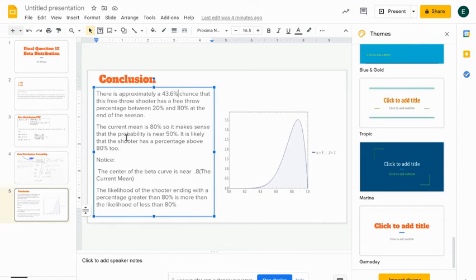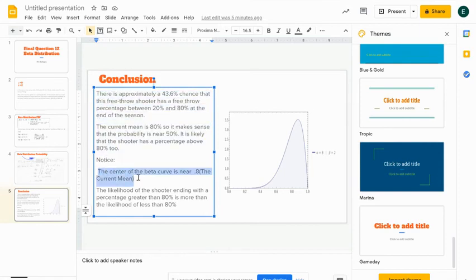Let's think about what the results mean. Right now, the current mean is 80%, because we take our successes divided by our successes plus failures. So 8 divided by 8 plus 2 is 80%. So that's going to make the probability of that near 50, because the current mean is 80. It is likely that the shooter also has a percentage above 80%. So that's just my conclusion here.